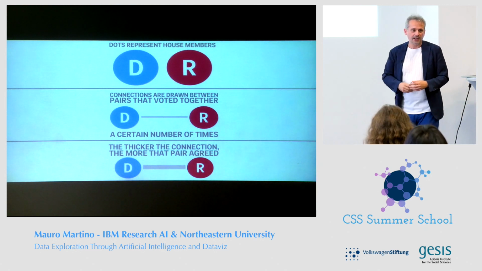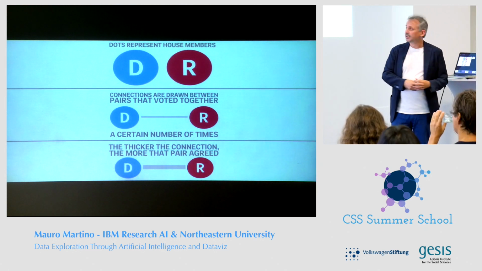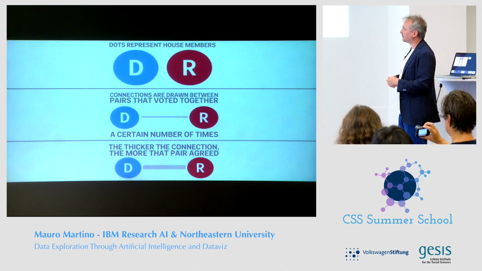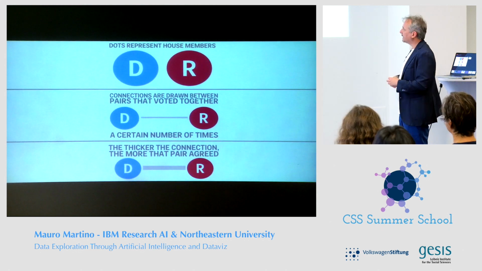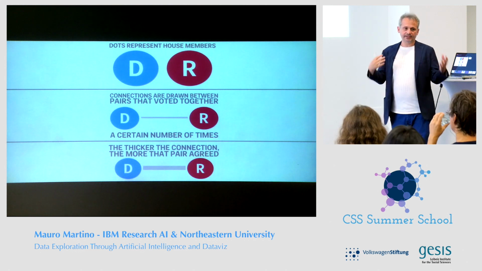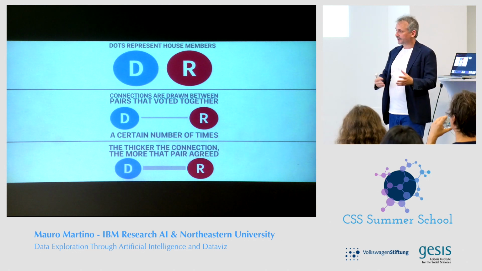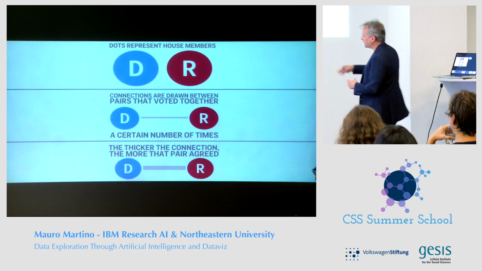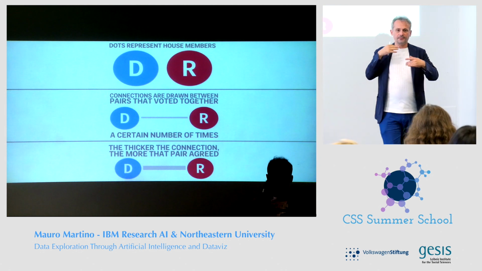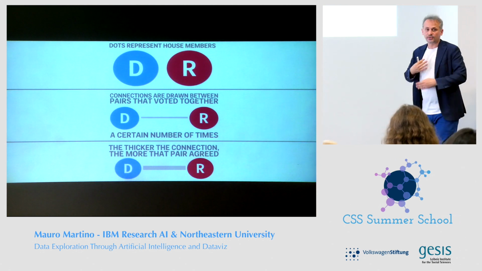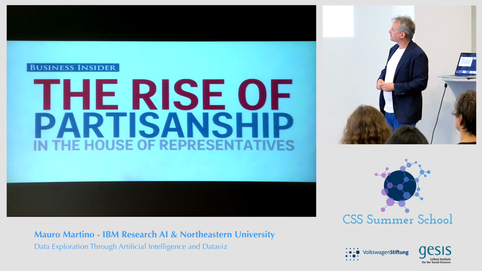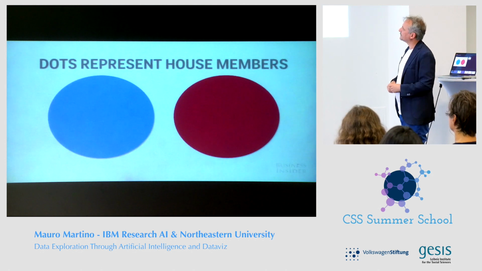The story is very simple, and I think it's very interesting. There are two different kinds of nodes, blue and red, that represent Democrats and Republicans, and there is a connection between two people if they vote together on something in Congress. The thickness of this edge is related to the number of votes they cast together. Let's see what happens. This is a little video that shows you the story.